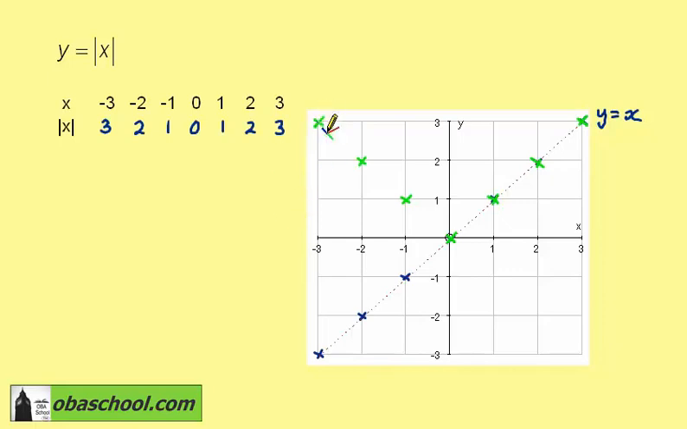We can now draw this. It's a V-shaped graph, and of course we should label it.